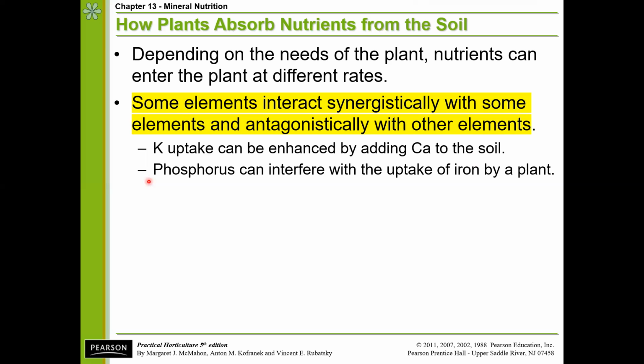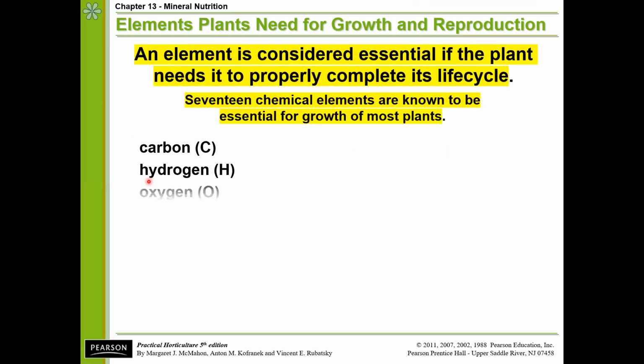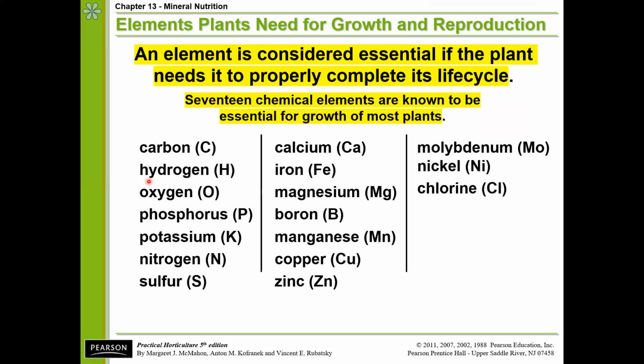Plants need all of these elements in order to complete their life cycle. And if that element in question is needed to complete its life cycle, then we consider that an essential element. There's some debate in the world of plant nutrition about these elements, but generally it's accepted that there are between 16 and 18 of these chemical elements that are essential for the growth of most plants. And here they are.